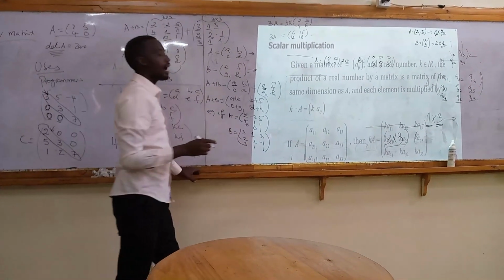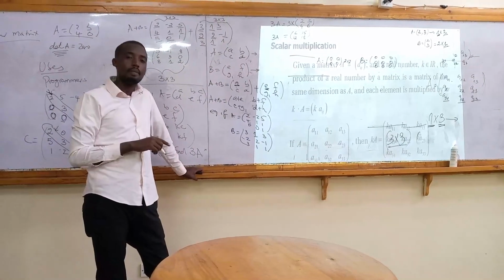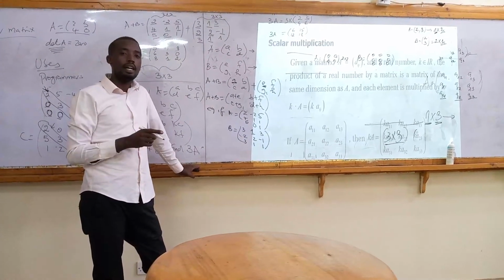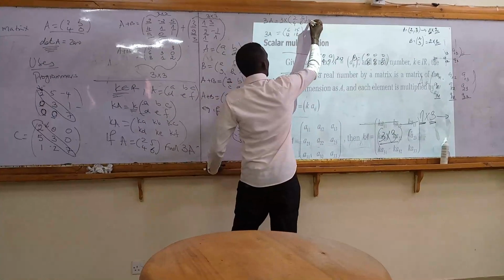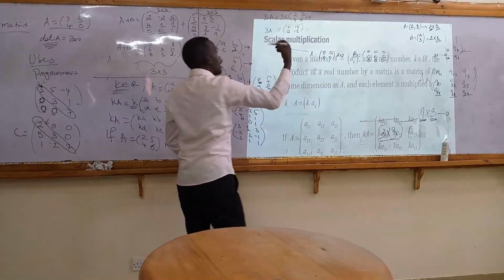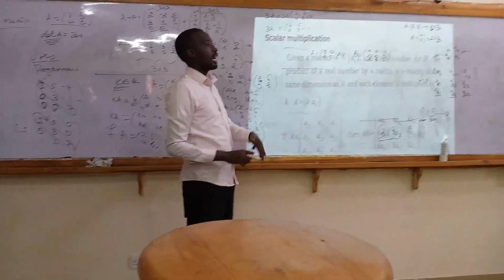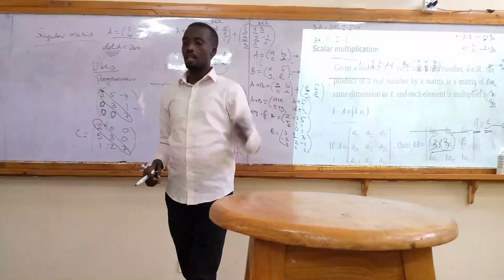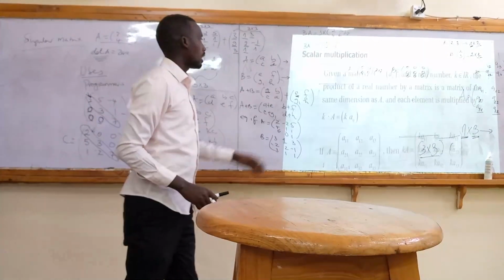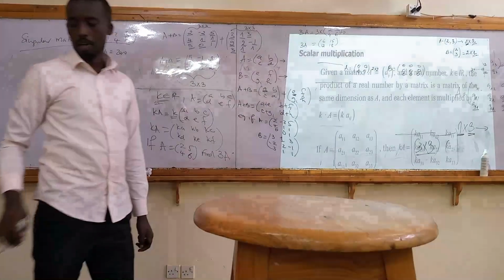When we multiply a matrix by a scalar number, we are getting another matrix. In this one I have used order 2, but you can multiply using any order. It can be order 2, order 3, order 4. It can be in any order. So that is scalar multiplication.